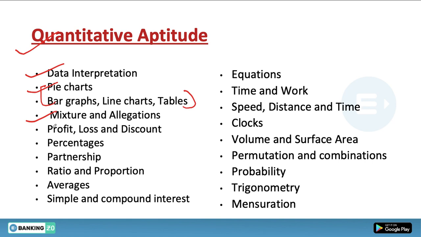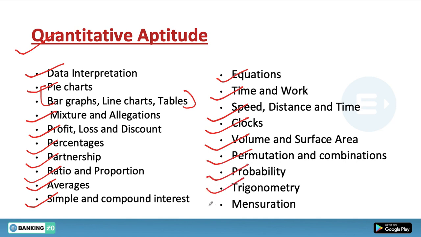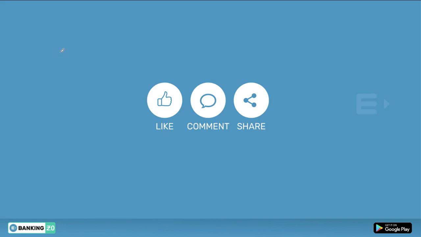Then mixture and alligations, profit loss and discount, percentages, partnership, ratio and proportion, averages, simple and compound interest, followed by equations, time and work, speed time distance, clocks, volume and surface area, permutation and combinations, probability, trigonometry and mensuration. So these all are the important topics for your quantitative aptitude. So this was the syllabus for the IBPS clerk's examination which is going to be held.